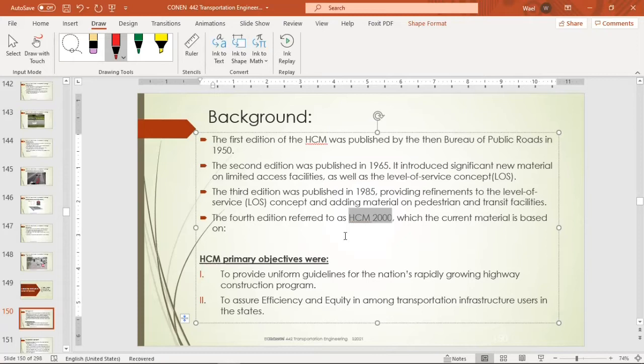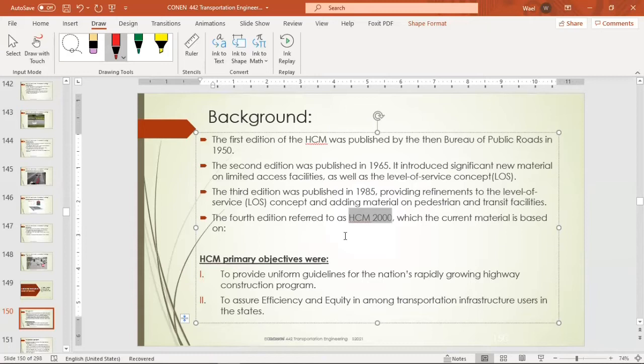So what are the primary objectives for the Highway Capacity Manual? The primary objective was to provide uniform guidelines for the nation's rapidly growing highway construction program. After World War II, they started the project to build a national highway network. It was called in the US the interstate. These are uninterrupted freeways that connect east to west, north to south. So that's a grid of freeways, and it was built originally for defense strategy, so that you can access any boundary point on the US using this network.